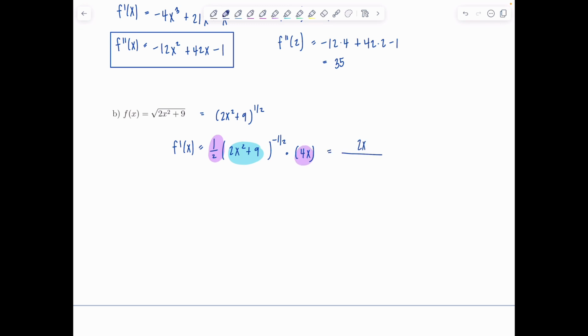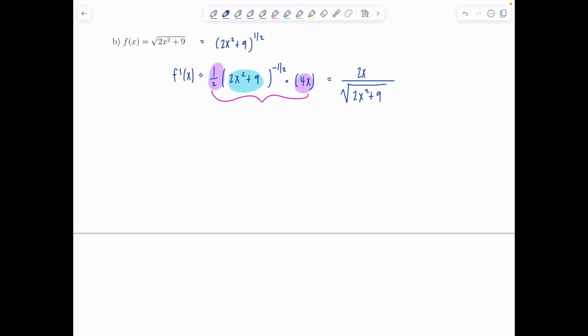And then now I can rewrite (2x² + 9)^(-1/2) as the square root of 2x² + 9 in the denominator. So that's the first derivative. We need one more, so we have to use the quotient rule now. Here we go. f''(x) is going to be low d high minus high d low over low low.